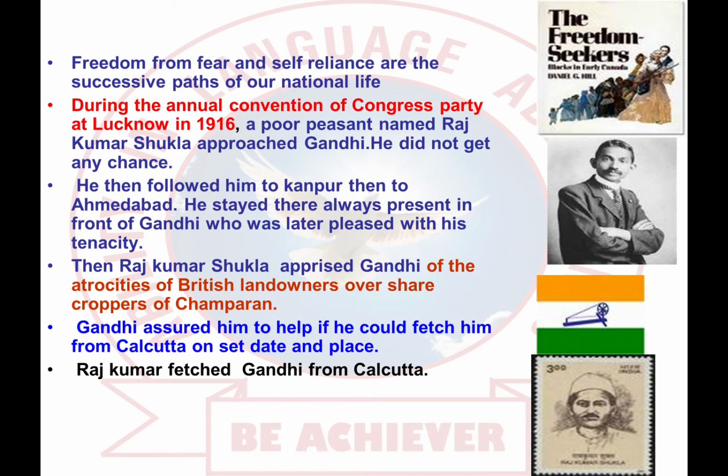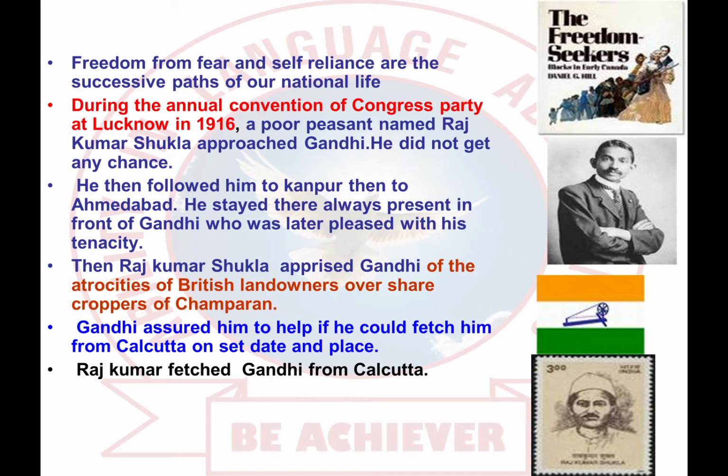Freedom from fear and self-reliance are the successive path of our national life. During the annual convention of Congress Party at Lucknow in 1916, a poor peasant named Rajkumar Shukla from Champaran approached Gandhi. He did not get any chance. He then followed him to Kanpur, then to Ahmedabad. He stayed there, always present in front of Gandhi, who was later pleased with his tenacity.